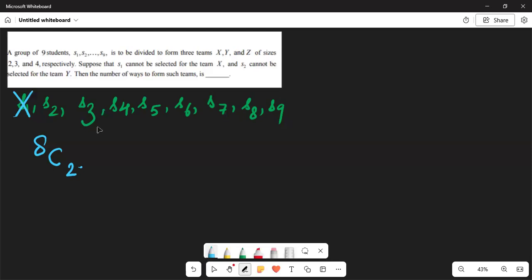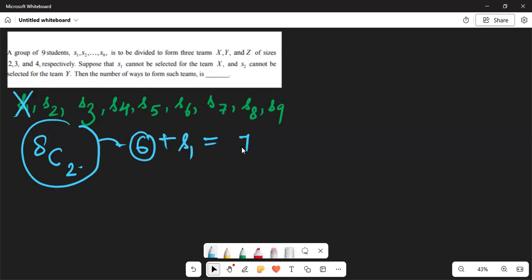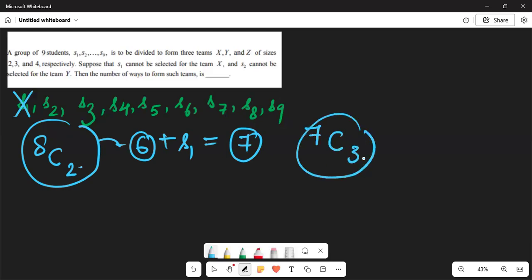Right now we had 8 students. We chose 2. So we had 6 plus S1. We have now 7 students. But we can't simply say let us take 7C3. We can't do this because 7C3 means choosing these students for Y out of those 7 remaining, and those 7 might include S2. So S2 is creating a problem. So why not make 2 cases and finish this problem of S2? This is going to be the best thing.